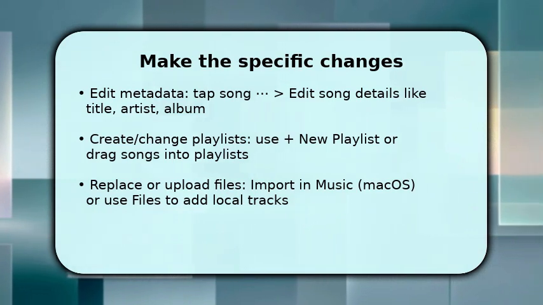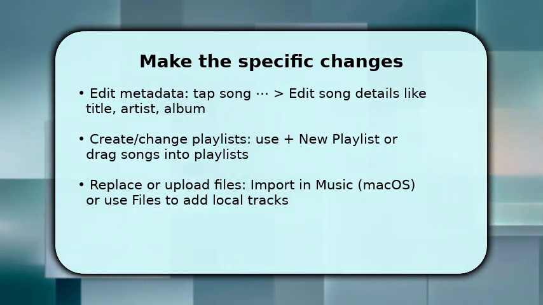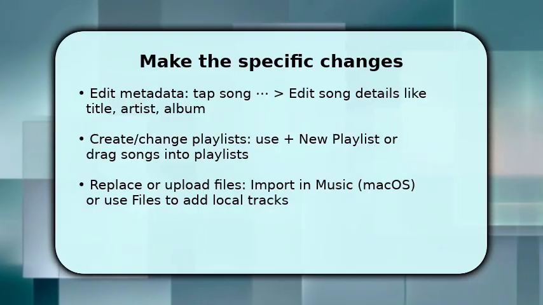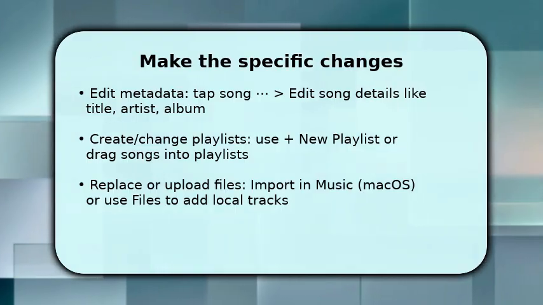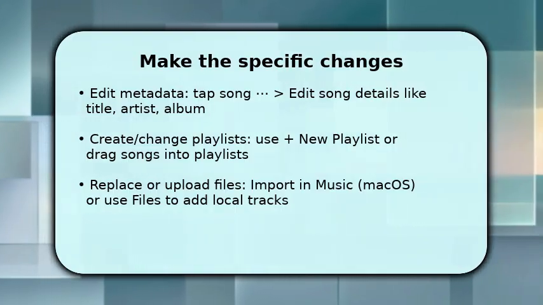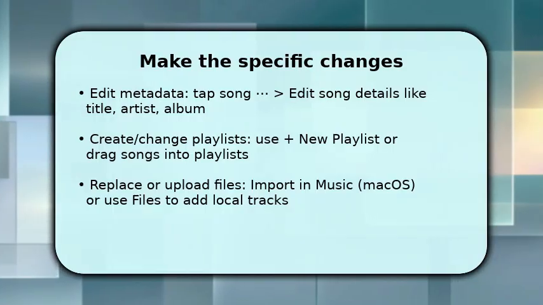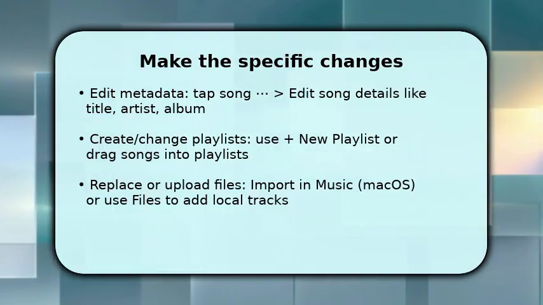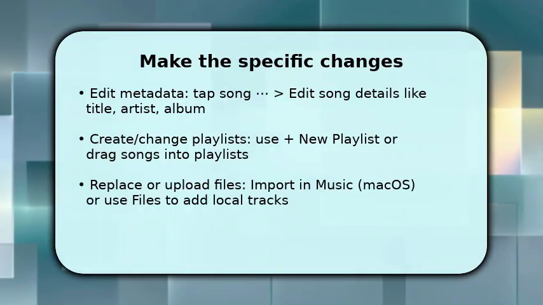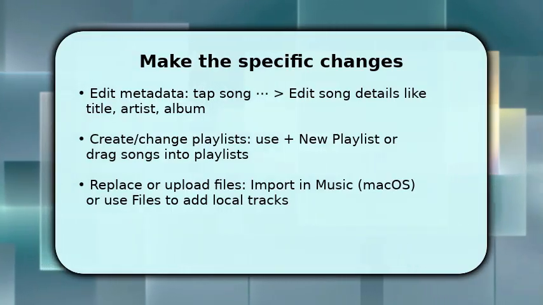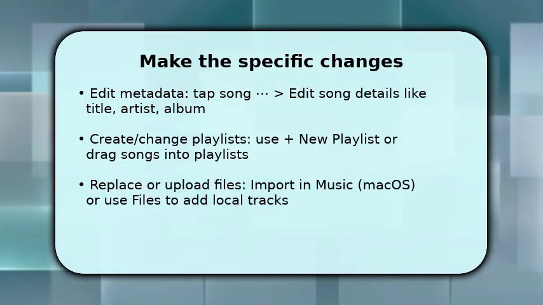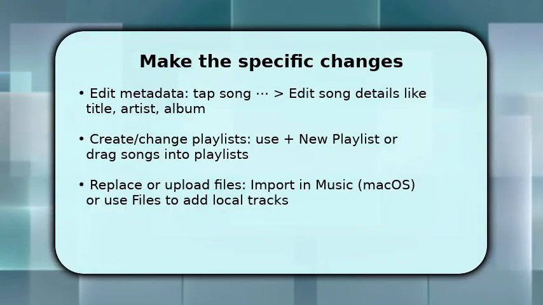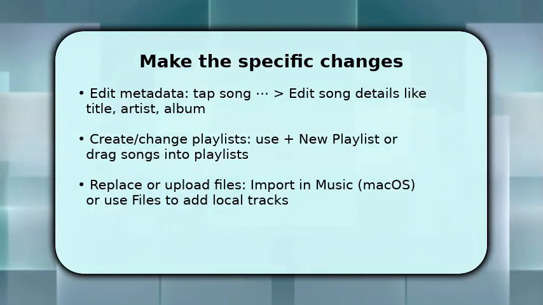For metadata changes, select a song, tap the three dots and choose Edit. Update title, artist, album, or artwork to correct libraries. This ensures accurate sorting and searches. To reorganize listening, create or rename playlists, drag tracks into them, and reorder items. If you need different file versions, import replacements on macOS Music or add files via the Files app on iOS. Make sure Sync Library is on so updated files propagate across devices.